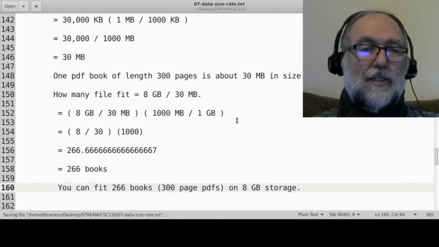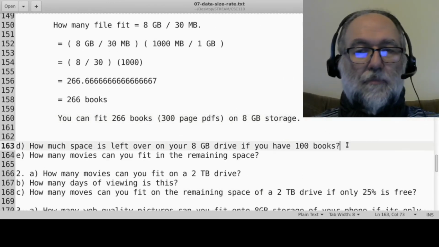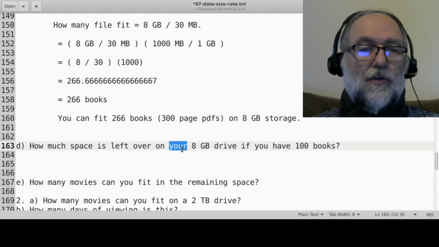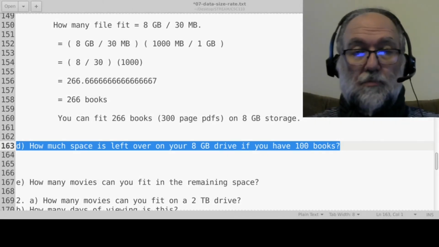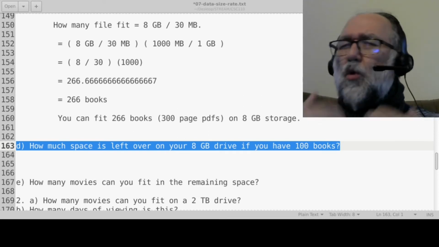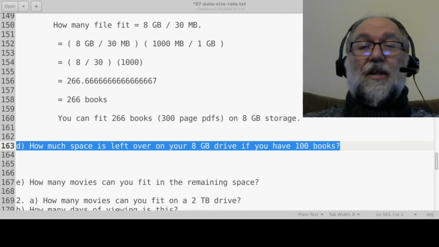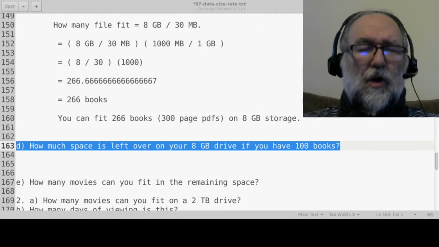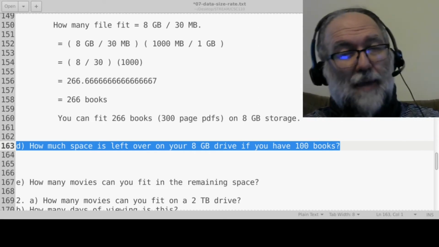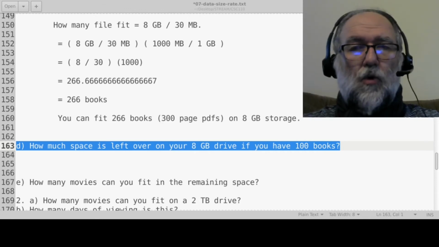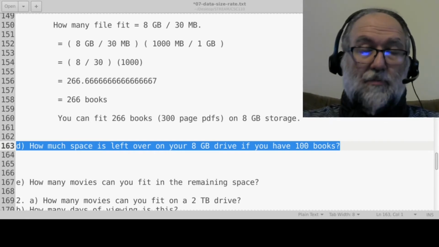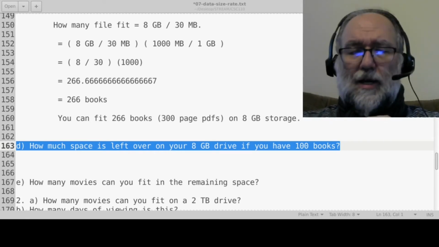Okay, let's continue. Here's part D. How much space is left over on your 8 gigabyte drive if you have 100 of those books? This is a little different, and I'm trying to get more realistic now. Normally, you don't fill up your entire USB drive with just PDF books. You'll have some books, then some papers, and you might have some other stuff. So we don't need 266 books to fit on this USB drive. We could fit up to 266, but we're only going to need 100.